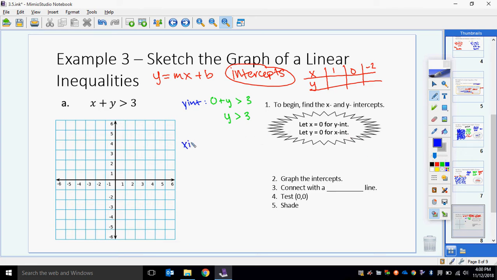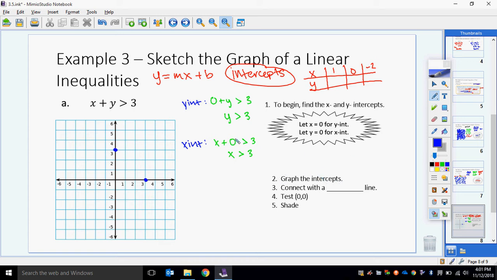And for the x-intercept, I'm going to plug in 0 for y. Use green again. Okay, so those are where it's crossing the x and y axes. They're intercepts. So at the point 3, it crosses the y-axis, and at the point 3, it crosses the x-axis. Those are my intercepts, so I graphed them.